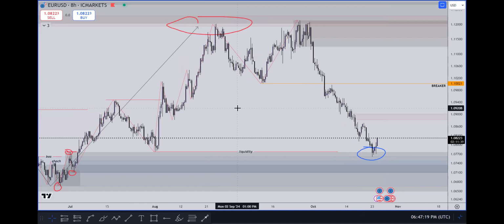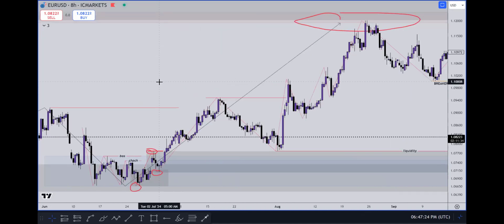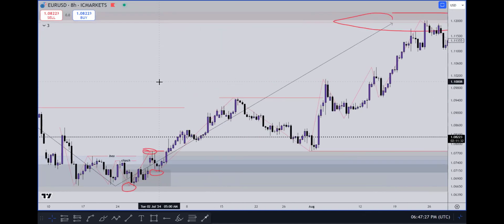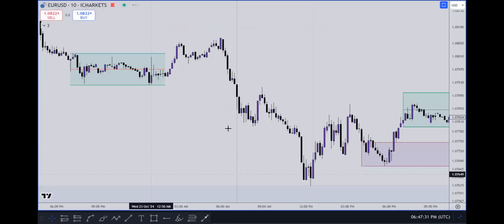Okay. So as I was saying, I know my charts are looking a little bit messy right now, but try and keep up with the analysis. All right. So let's go to the 10-hour time frame. Okay. Let's go where we can see an actual order block.